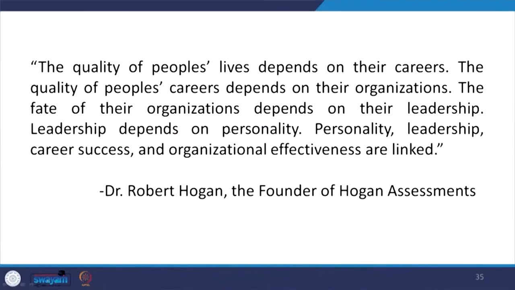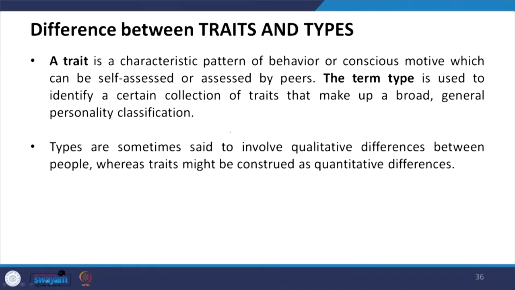So according to Dr. Robert Hogan, the founder of the Hogan assessment, you will find that all these dimensions, personality, leadership, career success and OE, organizational effectiveness, are linked. As per the personality, the person will develop a leadership style, and as per the leadership style, there will be career success, and as per the career success, organizational effectiveness will be linked. So a trait is a characteristic, pattern of behavior or conscious motive which can be self-assessed or assessed by the peers.